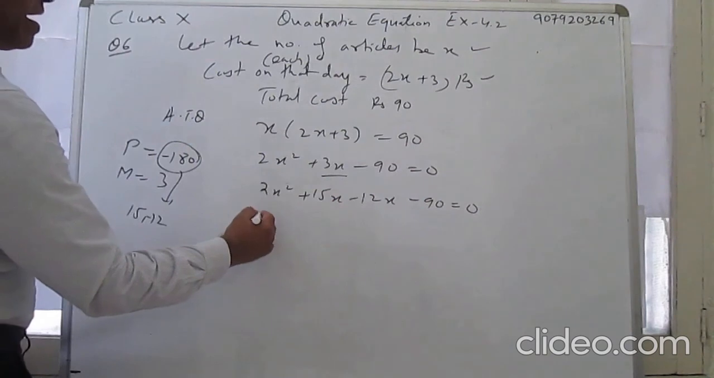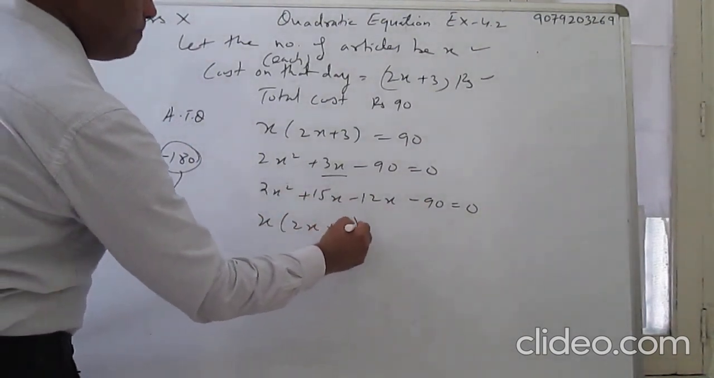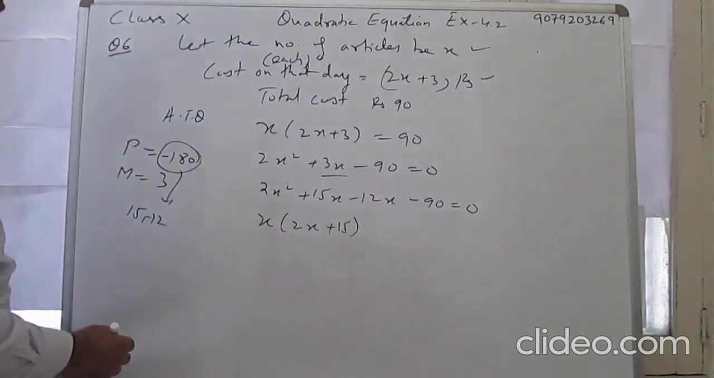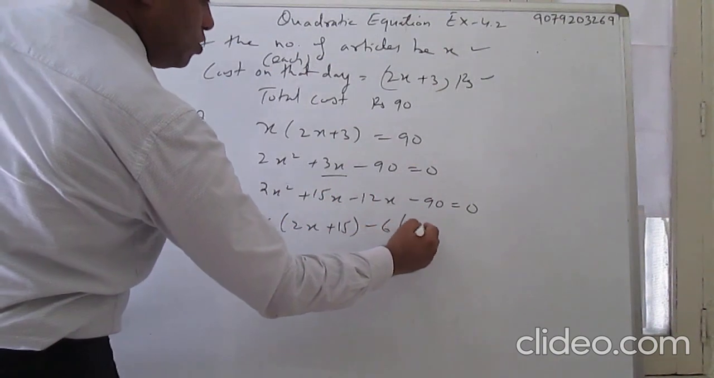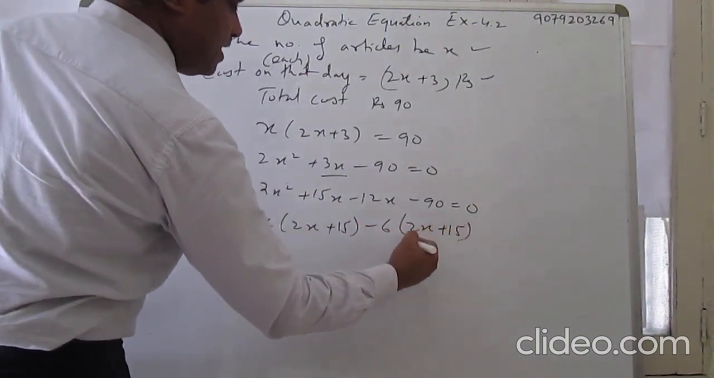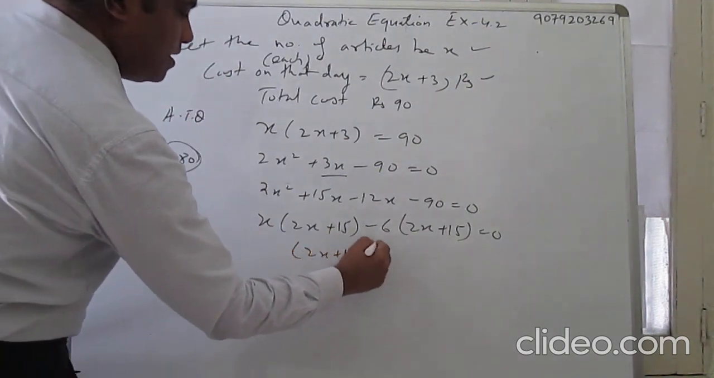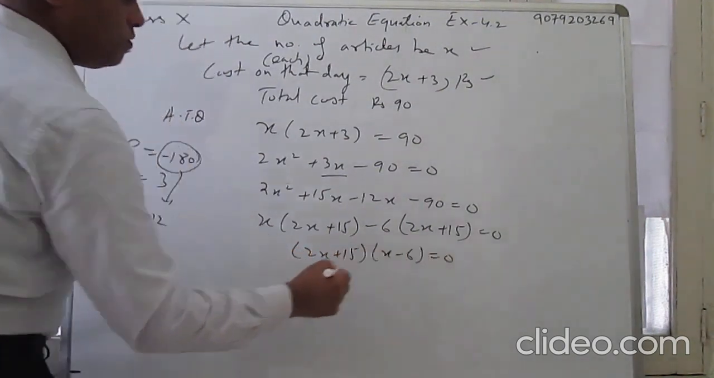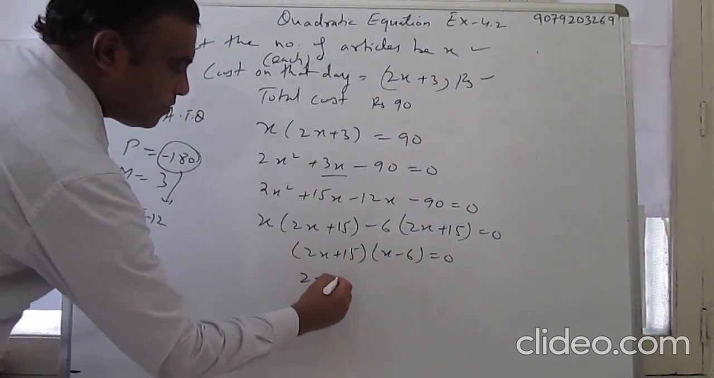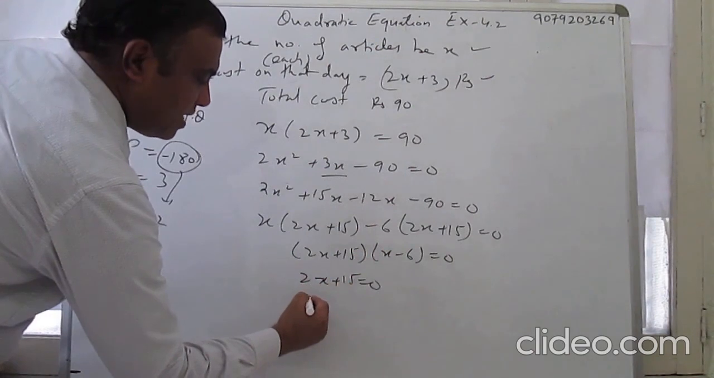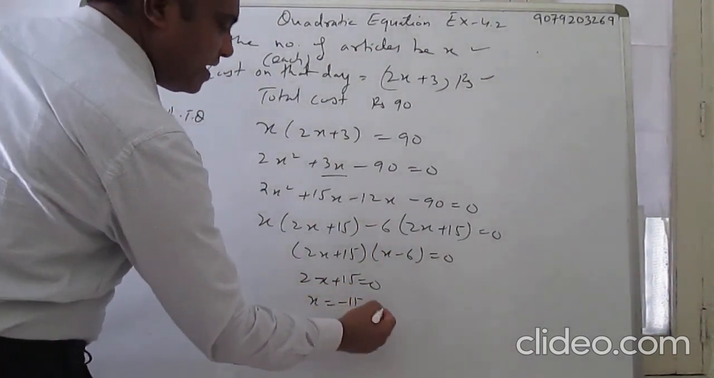You can take x common, it is 2x plus 15, minus, you can take common minus 6. So it is 2x plus 15, 6 are 90. So again 2x plus 15 common, x minus 6 is equal to 0. Either you can take this bracket 0, so 2x plus 15 is equal to 0, you will get x is equal to minus 15 upon 2. Don't take negative.